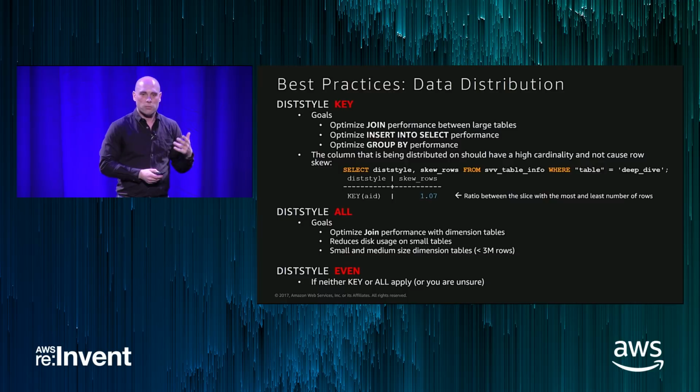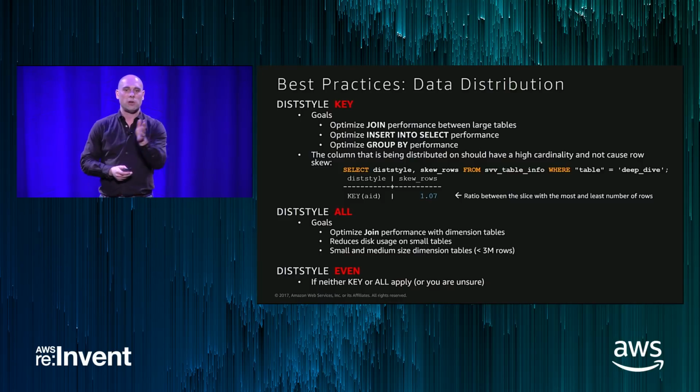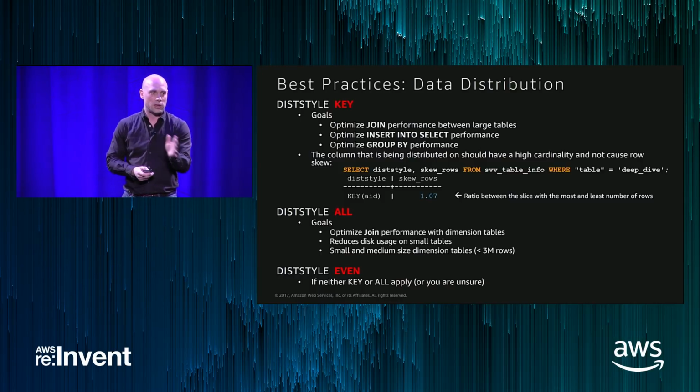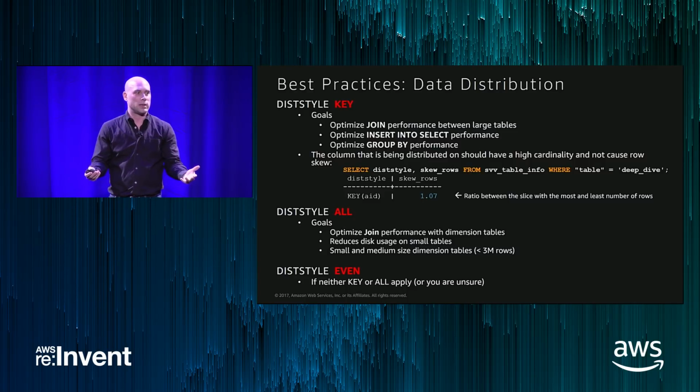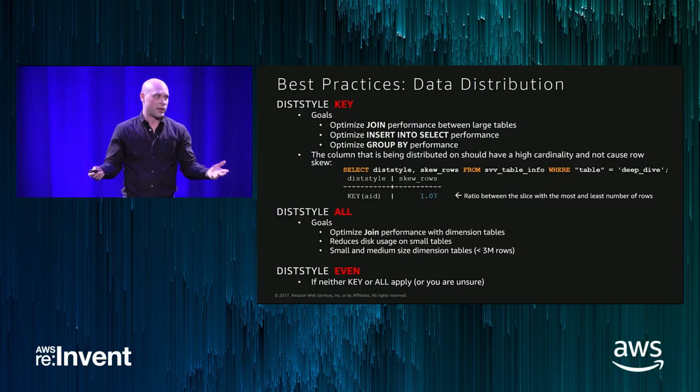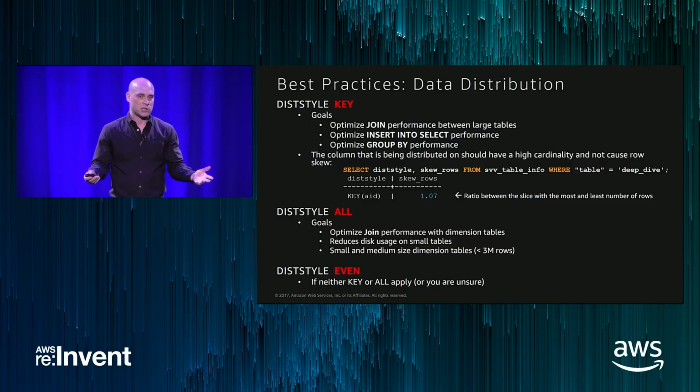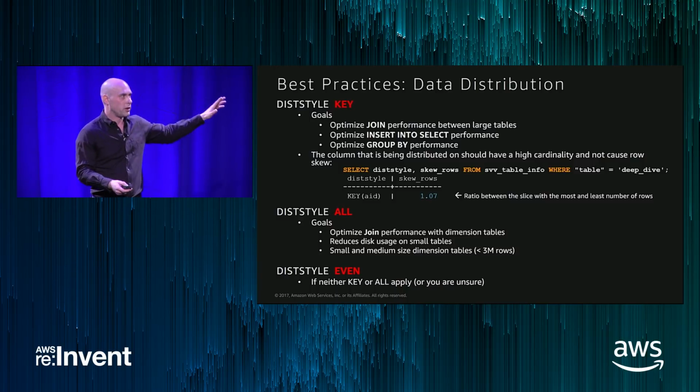The other primary reason for using distribution style key is if you're copying data from one table into another using an insert into and a select from the other table. If those two tables share the same distribution key, you're going to find that that insert is significantly faster as well. Those are the primary reasons for it.